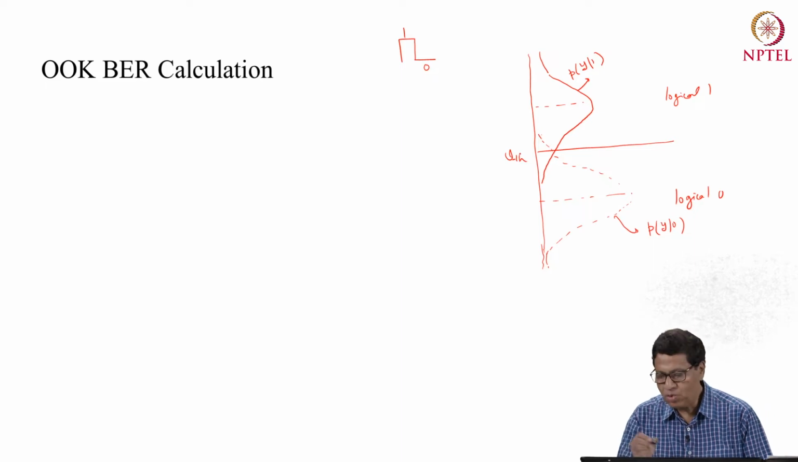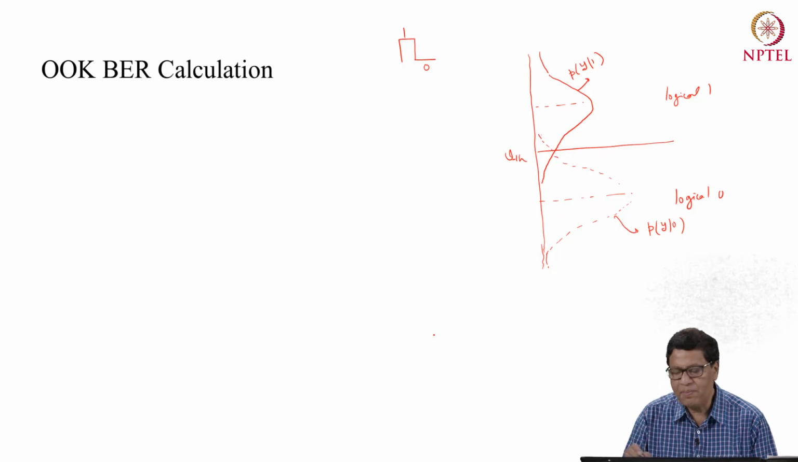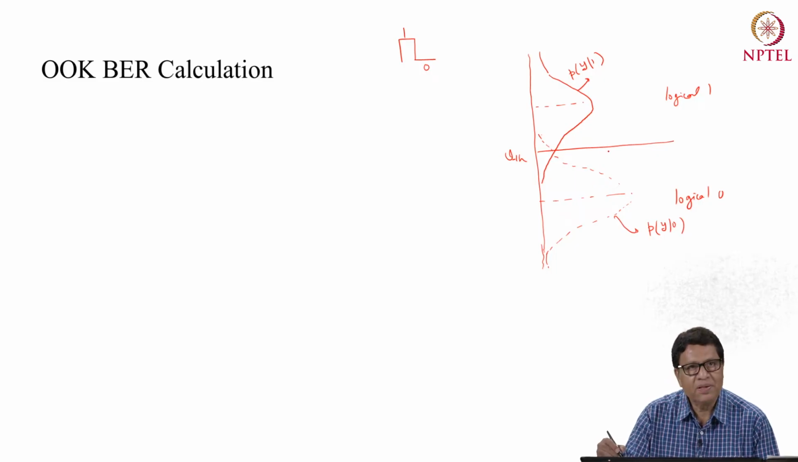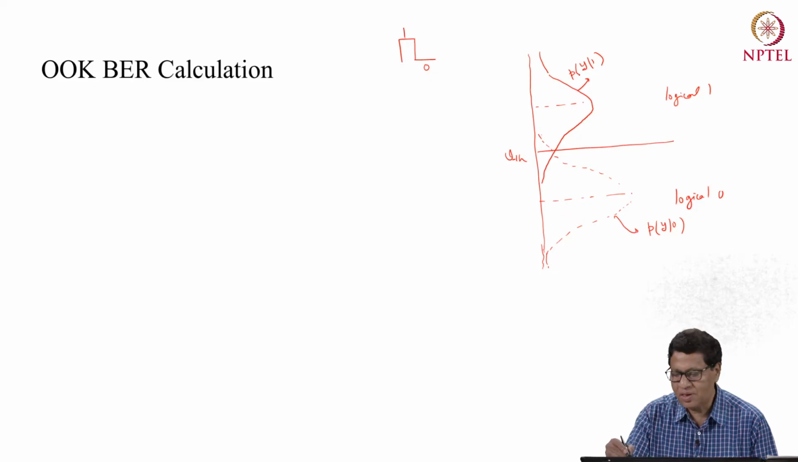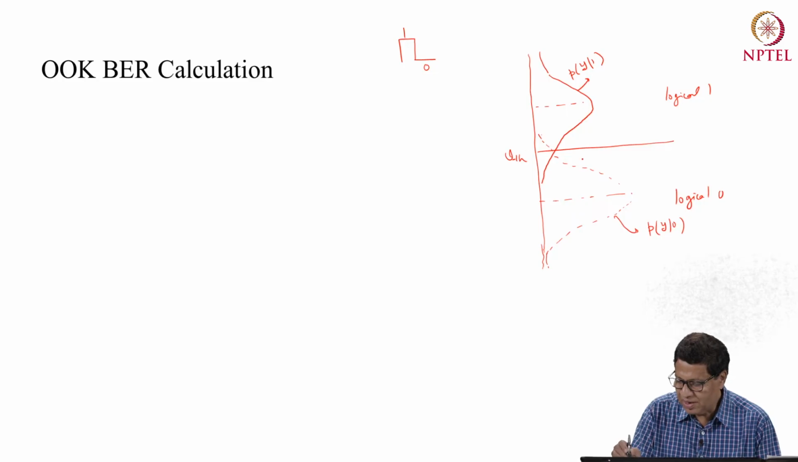I don't know whether this VTH will be in the middle or towards 1 or towards 0. That depends on the PDF of the received signal for 1 and for 0, because this can be different in optical communication systems depending upon the power and the shot noise. So it is not necessarily that VTH will be exactly in the middle. It may be towards p(y|1), as we will see, or towards p(y|0). Right now I'm putting it here.